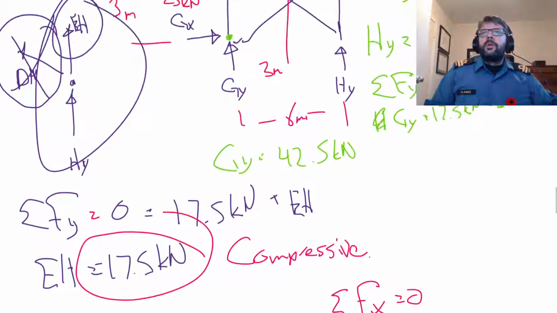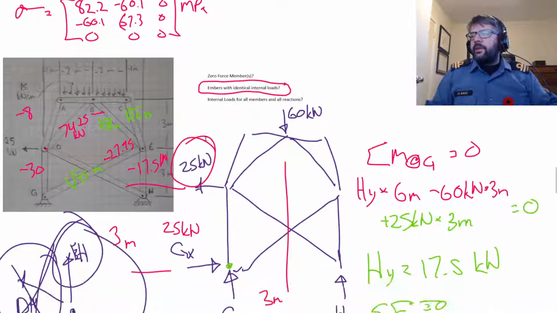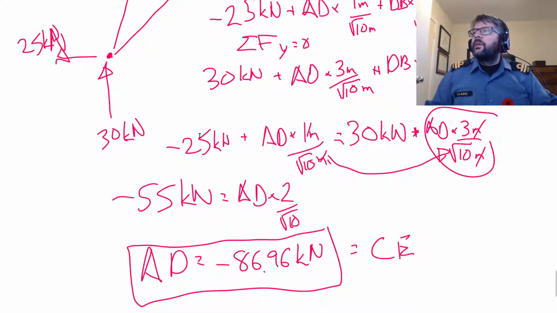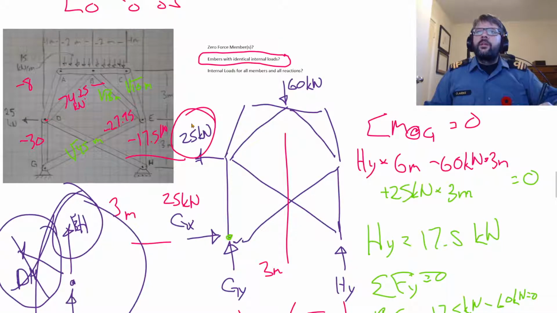So 74.25. That's here, that's there. Negative 86.96, that's here, and then that's here.